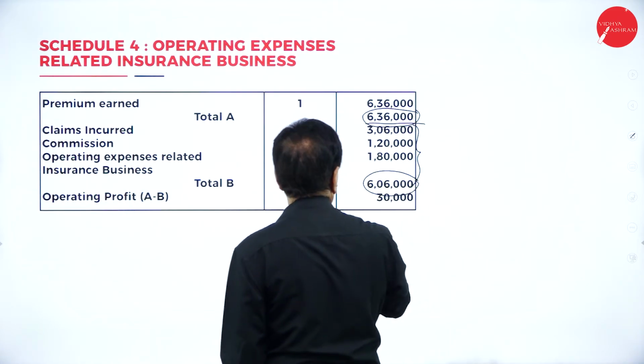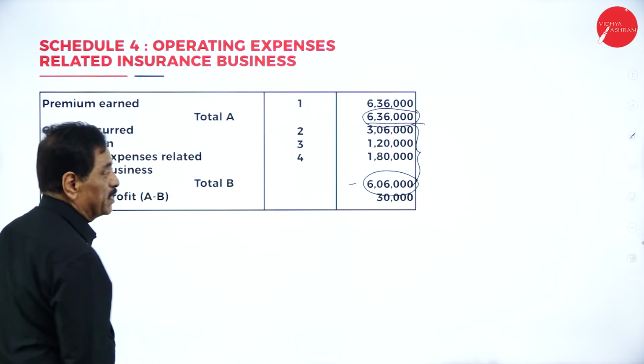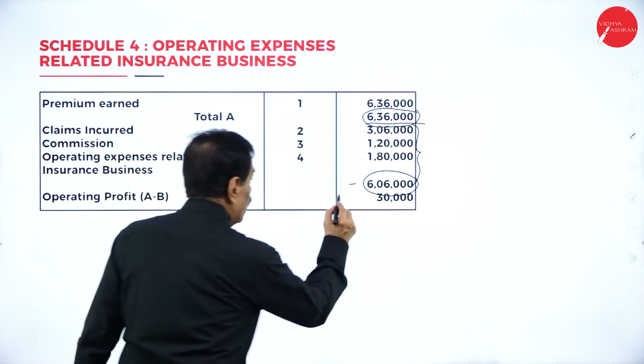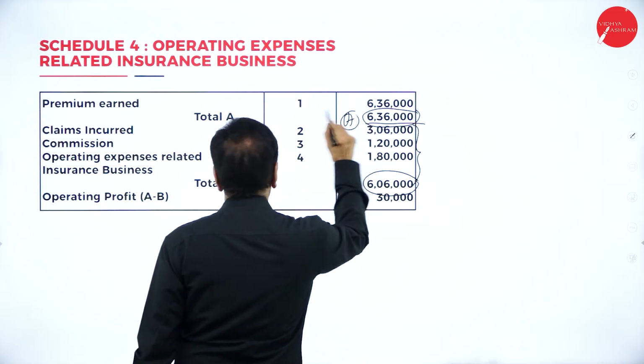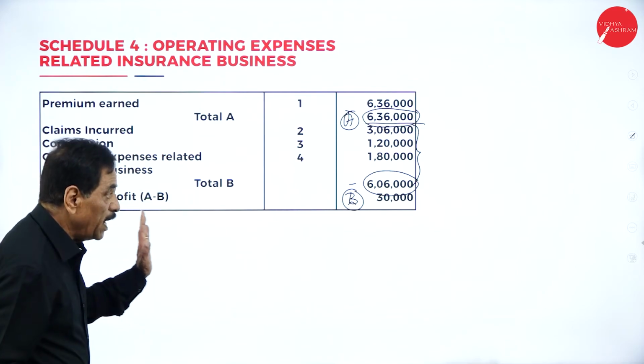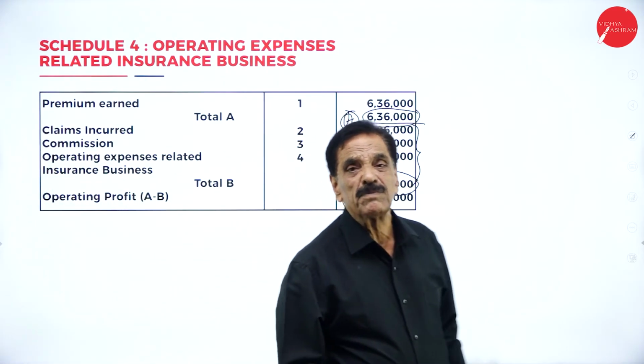6,06,000 should be deducted. The difference is 30,000. That is the operating profit. This goes to B. This goes to A. So operating profit is A minus B. It is 30,000 is the B. Very easy problem they ask.